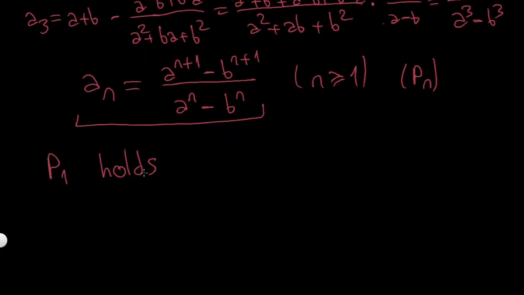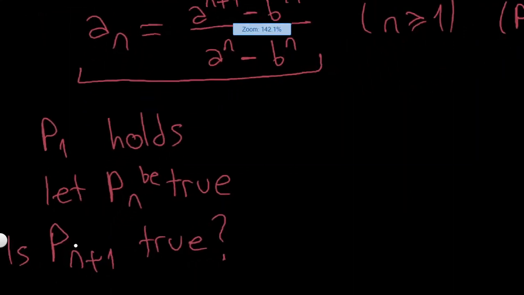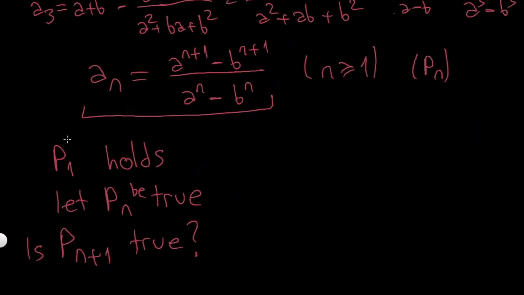And now the second step of induction is, let Pn be true. Okay, let's use correct English. And let Pn be true. And then we are supposed to show, is Pn plus 1 true? Is this true? Okay. So this is our goal. We already accepted this. Well, we know that this is true. We are assuming that Pn is true. And now we are going to show Pn plus 1 is true.